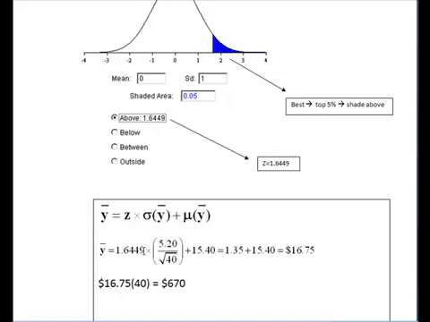1.6449. We're going to multiply by the standard deviation, population standard deviation over the square root of the sample size. We're going to add our population mean, $15.40, and this turns out to be $16.75. Okay, that's per party, but he's going to wait on 40 parties in the course of the weekend. So the best 5% of the weekends, he's going to make $670 or more.